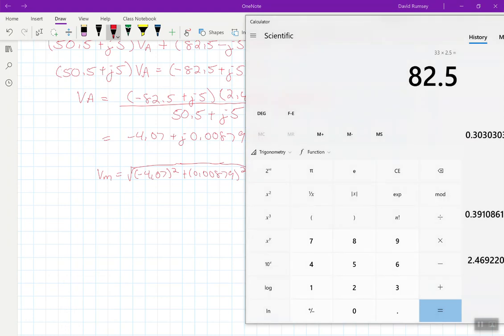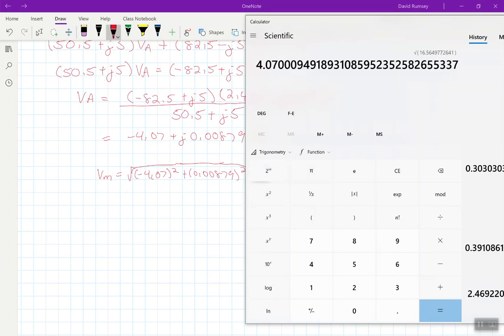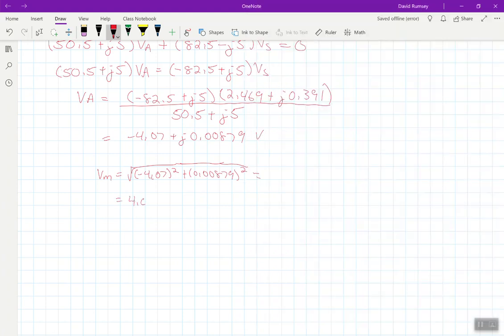So let's put that into our calculator. 4.07 squared plus 0.00, and this 879 is not going to really matter at all. And we still get 4.07. I'm not surprised by that. At an angle of, well, let's identify the quadrant this would be in. This is in quadrant 3.